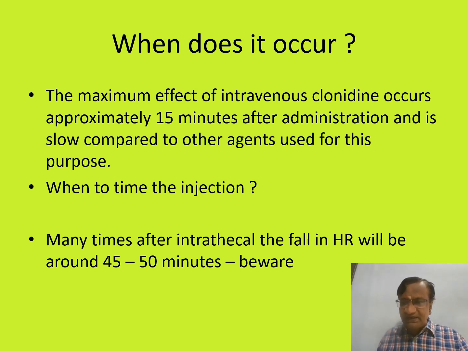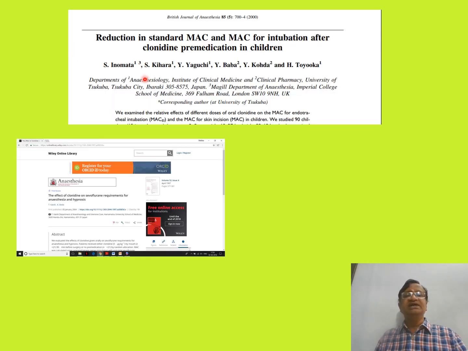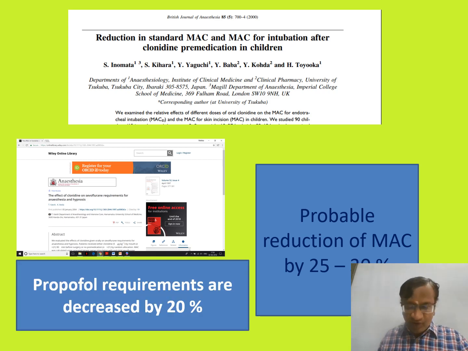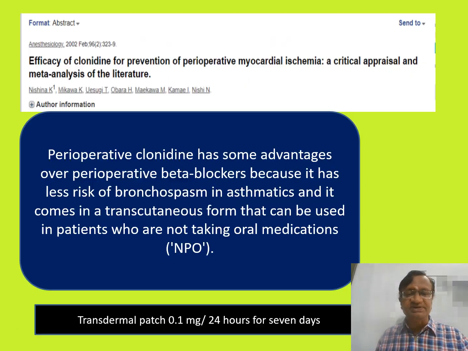If you give clonidine and start giving propofol right away, there is not much of a difference. So if you are planning clonidine, give it IV 10 to 15 minutes prior, wait for it to act, and then use your propofol or agent. Then there is a reduction in standard MAC and MAC for intubation after the epidural effect of clonidine. There is a probable reduction of MAC by 25% and probable propofol requirement decrease of 20%.